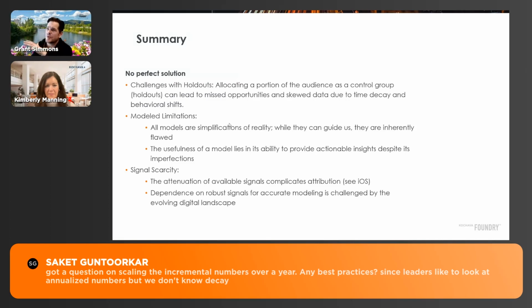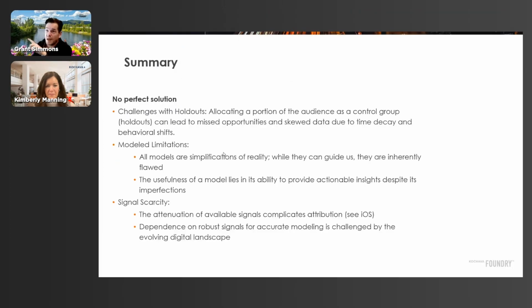but it gets to my summary slide. There's no perfect solution. We went through a lot of the challenges with holdouts. There's lots of missed opportunities. There's lots of skewed data. Serve time can be problematic. And so generally, if you talk to more sophisticated modelers, they'll lean on a modeled solution, but even that's problematic, right? All models are wrong. Some models are useful, as the saying goes. And so the usefulness of the measurement is: is it providing actionable insights? And is it providing it on a timely enough basis?